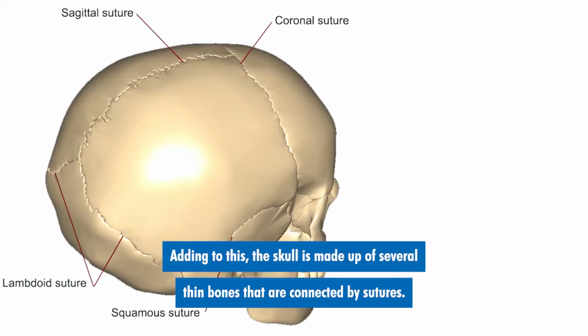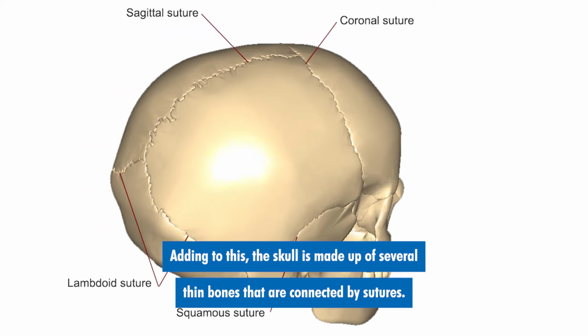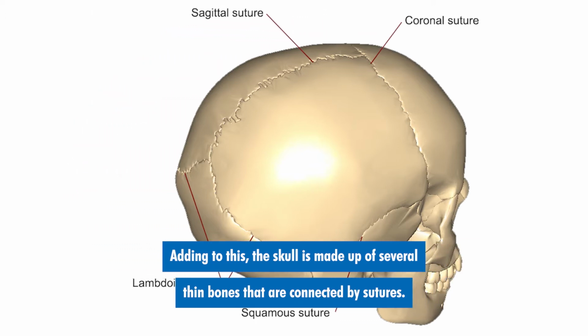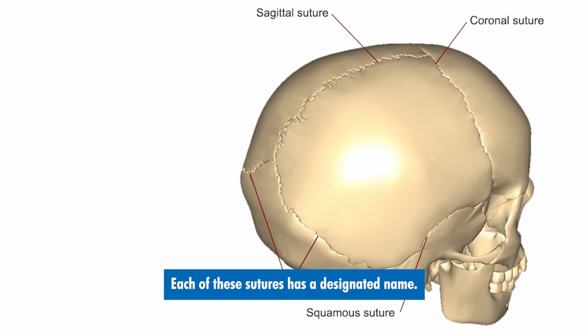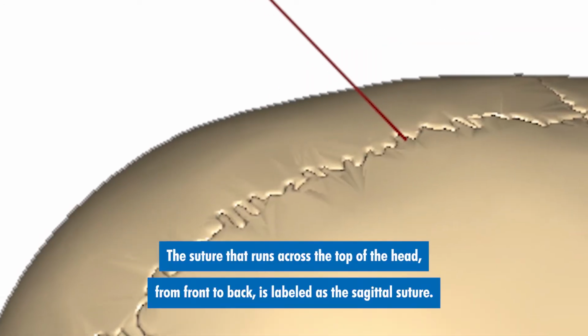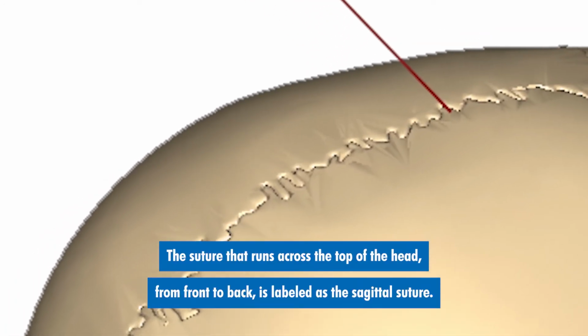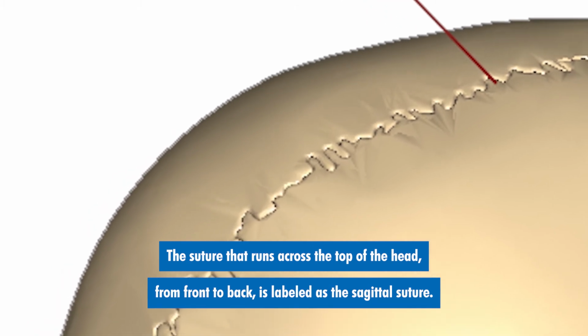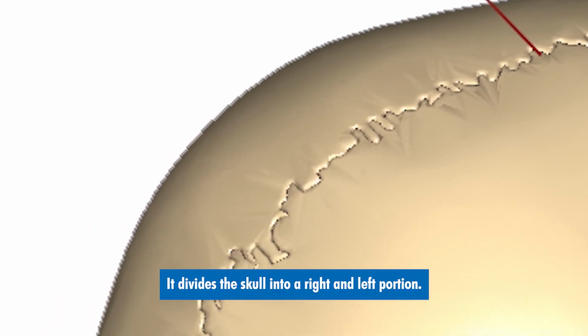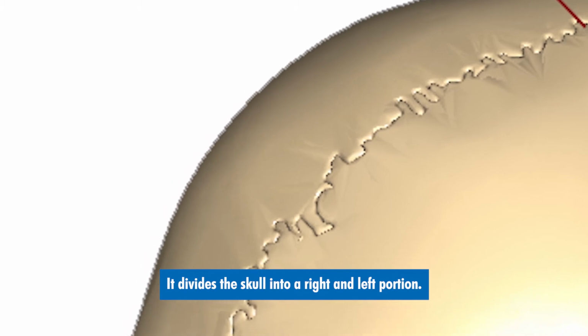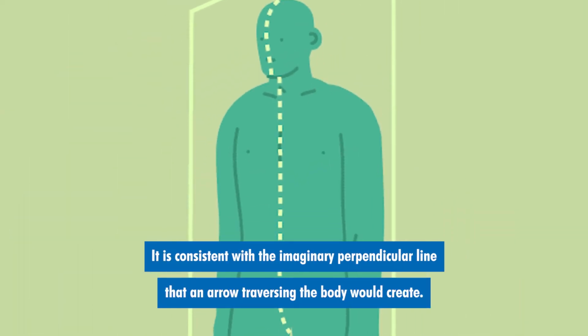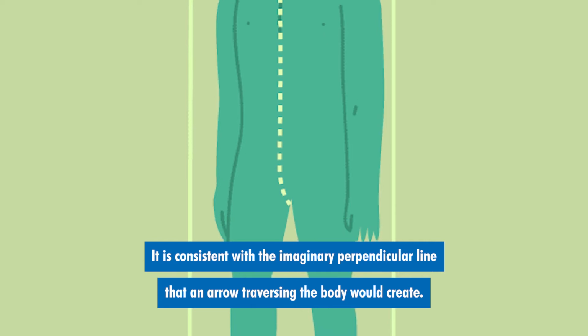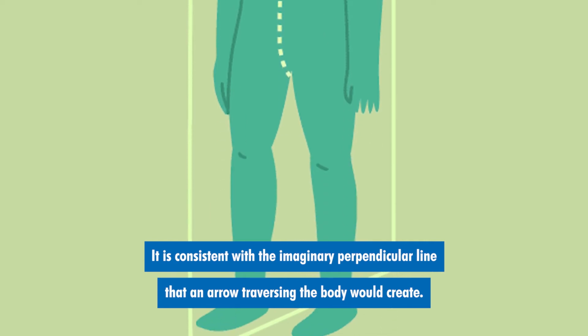Adding to this, the skull is made up of several thin bones that are connected by sutures. Each of these sutures has a designated name. The suture that runs across the top of the head from the front to the back is labeled as the sagittal suture. It divides the skull into a right and left portion. It is consistent with the imaginary perpendicular line that an arrow traversing the body would create.